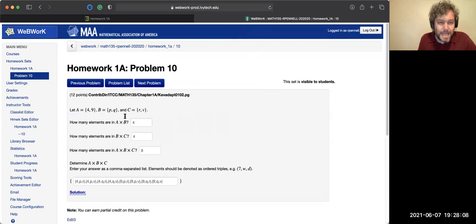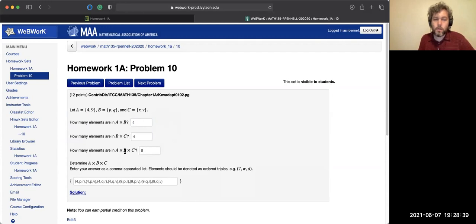For something like 10, we have sets A, B, and C. If you have A cross B, it's just asking how many elements, okay? It's not asking what is it, just how many elements. For A, here we have 2. For B, we have 2. So that'd be 2 times 2. There are 4 elements inside A cross B. B cross C, again, 2 elements, 2 elements. 2 times 2 is 4. There are 4 elements in A cross C, or B cross C.